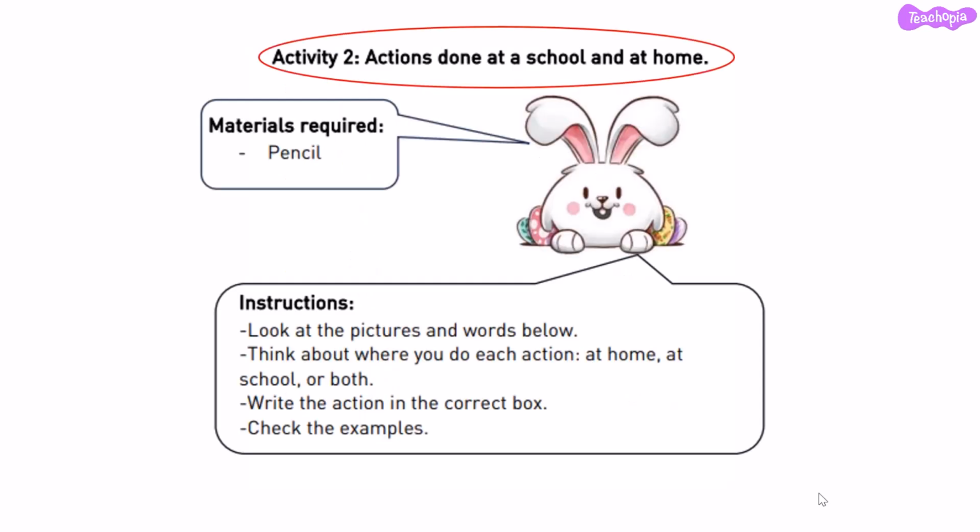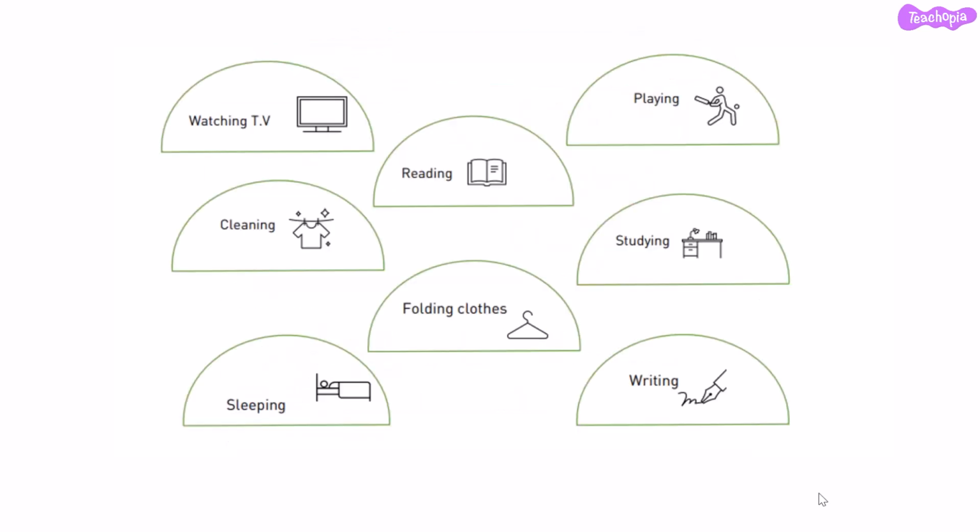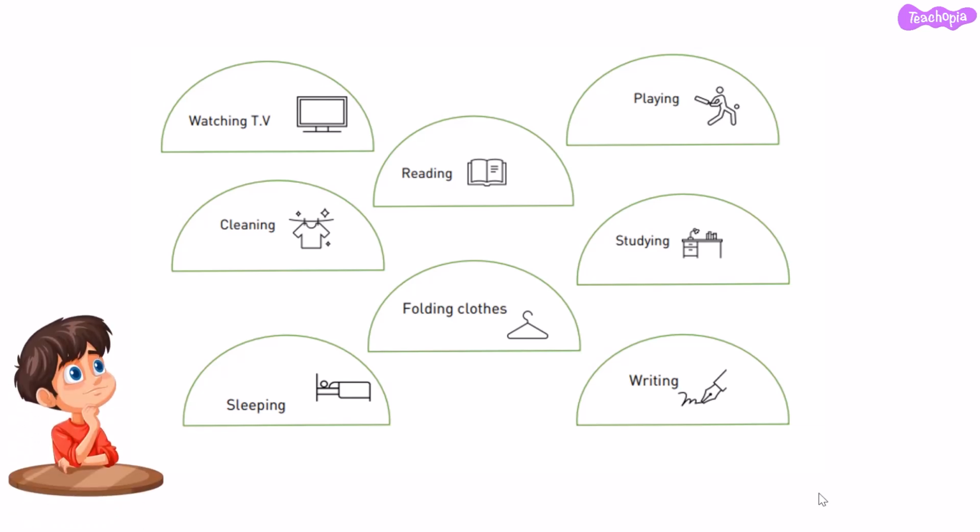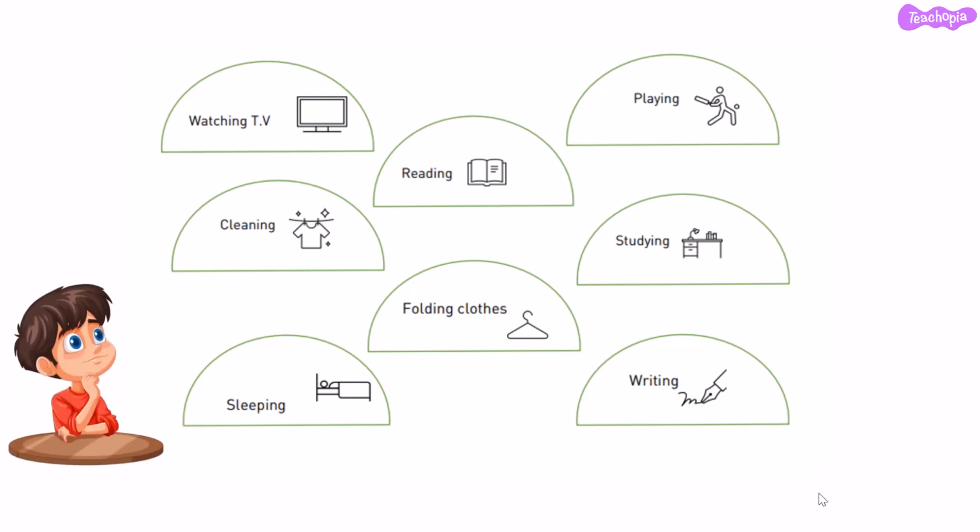Activity 2. Actions done at school and at home. Once again, we will look at pictures given and think about what action is done at home or school and write them in the correct box. Here we have different actions that are both done at school and at home. Prompt learners to think of these actions.